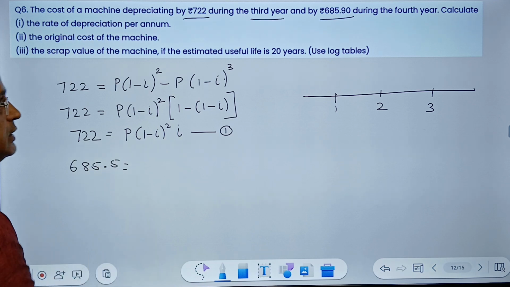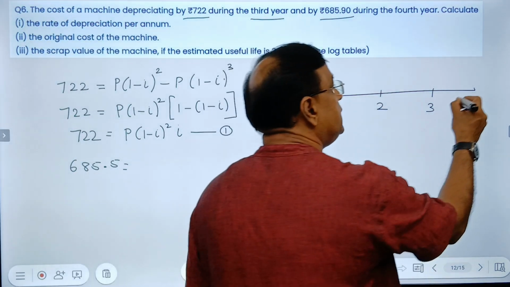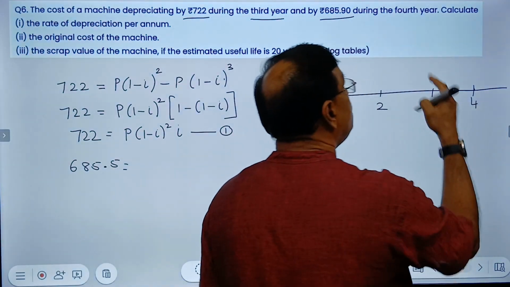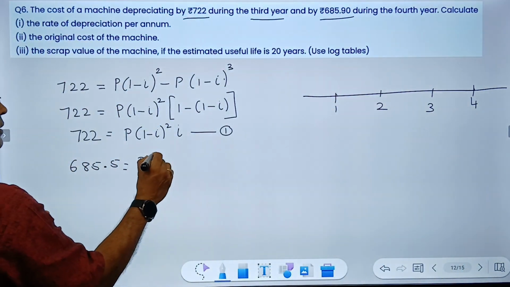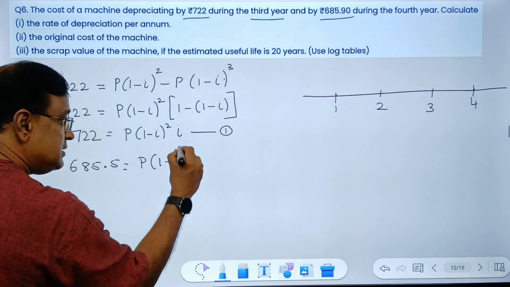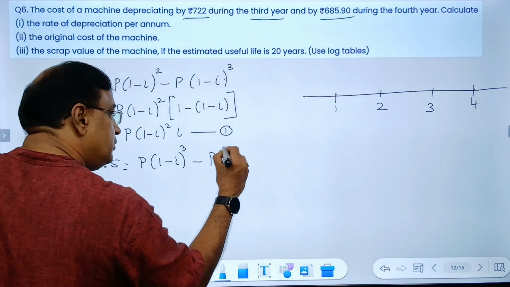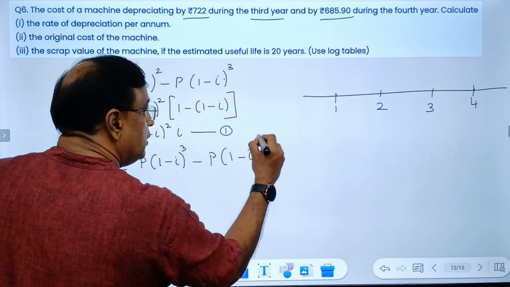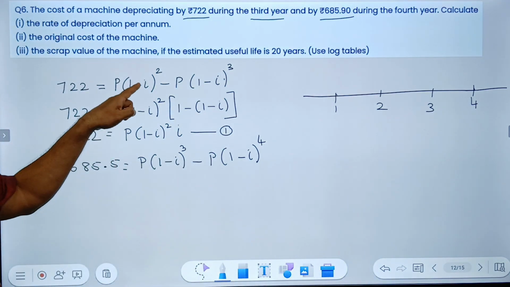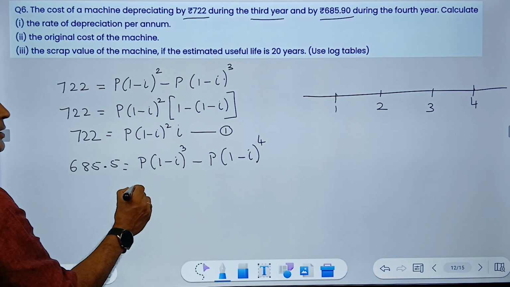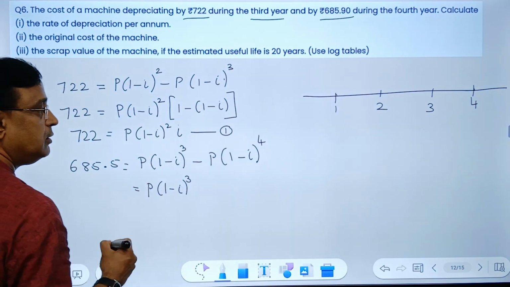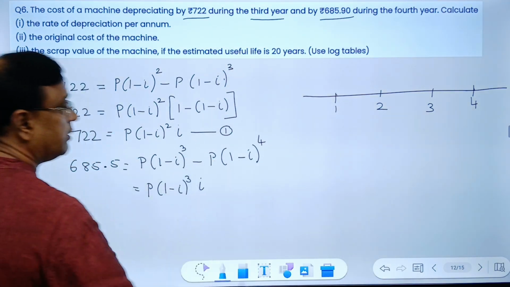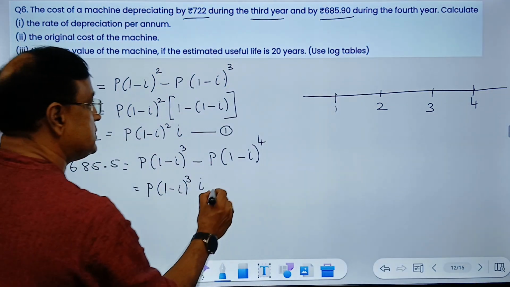685.5 is the value during the fourth year. It's a value during the fourth year. So that means it should be the value in 3 years minus its value in 4 years that will give you the fourth year, just like what I did here. Now what is common here? 1 minus I the whole cube is common, and you'll get I. I think it's the same process, so call this as 2.